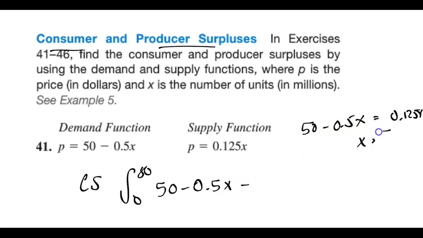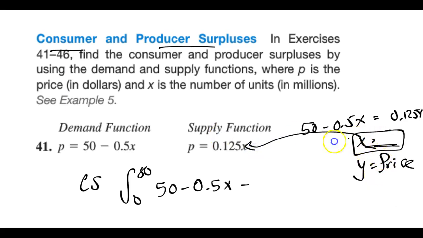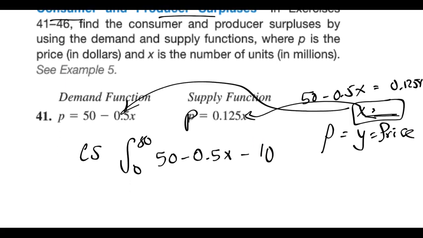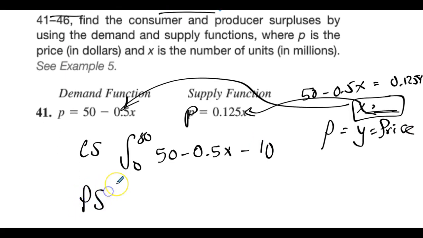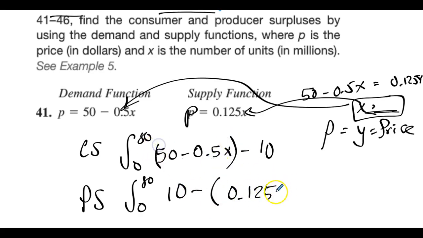I'll let you know that x is not the price; the price is the y value. So after you find this x value, plug that back into the function, either here or there, it doesn't matter which one you go to. The p is the price, and it turns out to be 10 in this case. And then you integrate that, and then you repeat the process for the producer surplus, and this time it's going to be the price minus the 0.125x, and then find that answer. And I think we have worked out solutions.